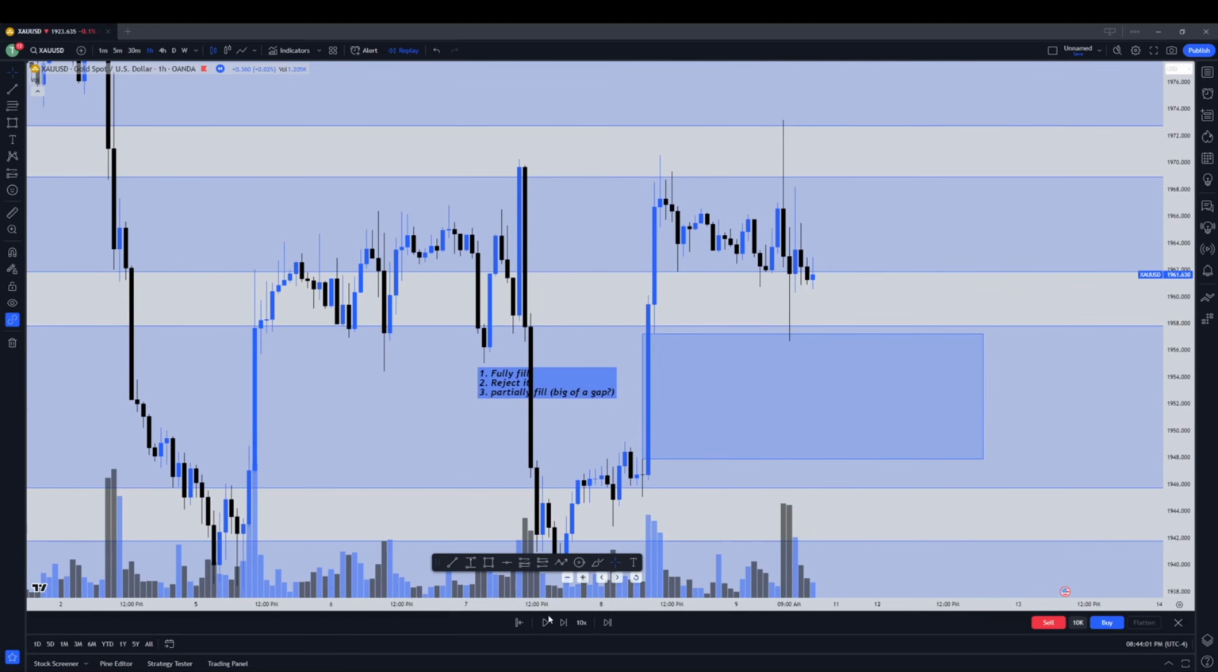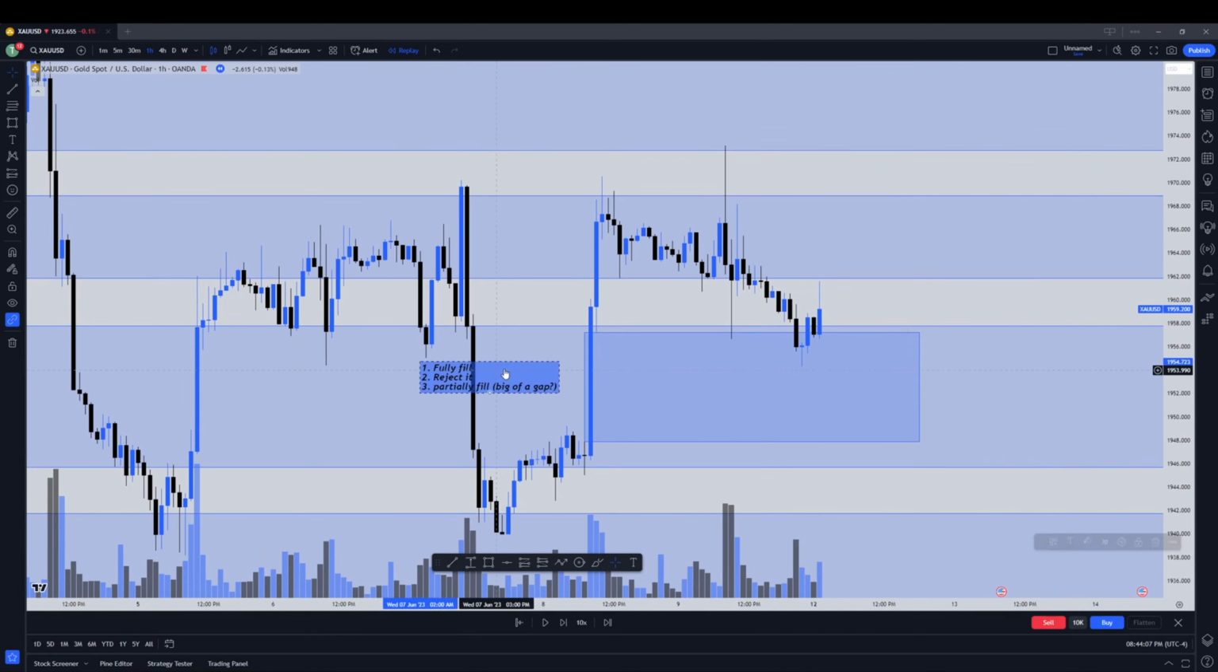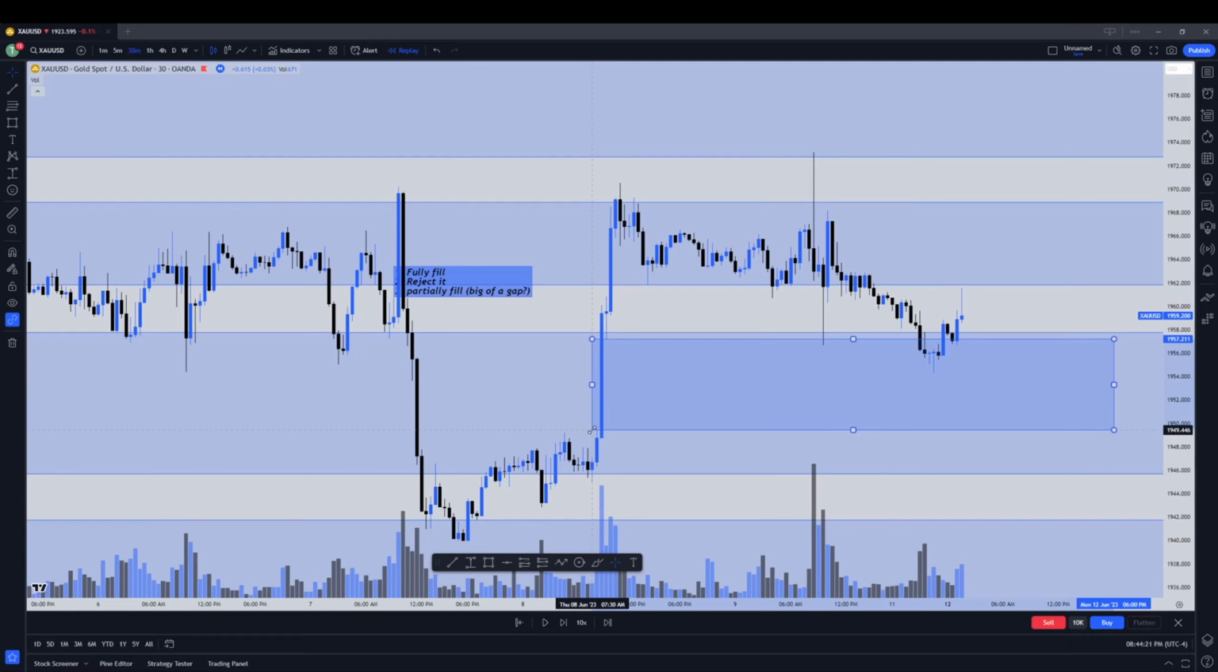The second scenario is we fully fill the gap. Now, in this situation, we don't fully fill the gap. And the reason why is because, again, it depends on how big of a gap this is. This is an extremely big gap, okay? Each asset has different size gaps. You want to be careful with that, but this is an extremely big gap, and this is literally on the hourly time frame. If you scroll down to the 30-minute, this gap actually ends here on the 30-minute, okay?